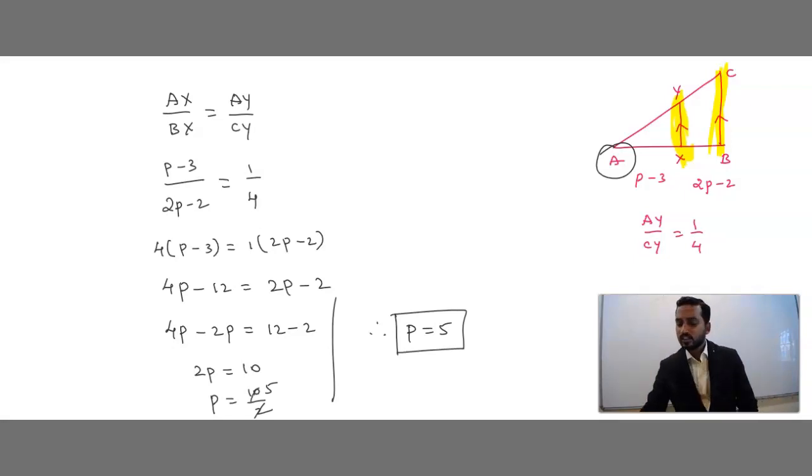Simple. See, if you know the formulas, it's so easy to calculate. Okay. I hope you have understood question number 5 and some basics related to this problem. Okay. Let's solve question number 6.